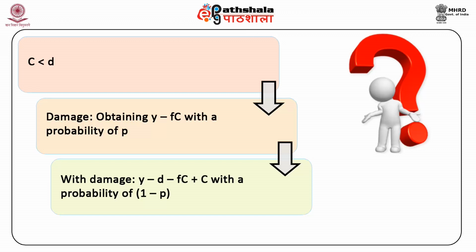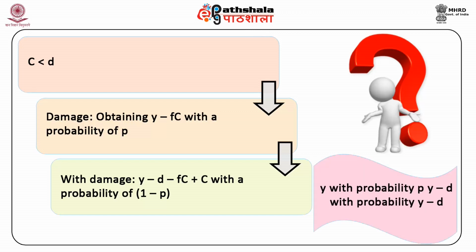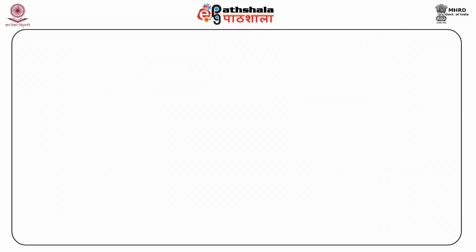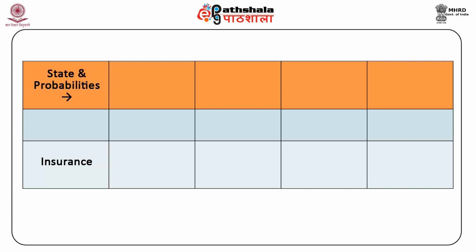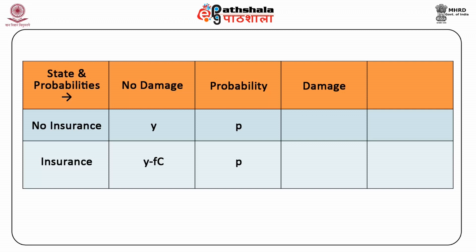Compare this with the risky prospect without insurance, wherein the incomes were y with a probability of p and y minus d with a probability of 1 minus p. Let us understand this with the help of a diagram. It can be seen that with insurance, as compared to a situation of no insurance, the outcome under the favorable circumstance of no damage is lower by an amount Fc, but under the unfavorable circumstance of damage, the outcome is greater by an amount of C into 1 minus F.